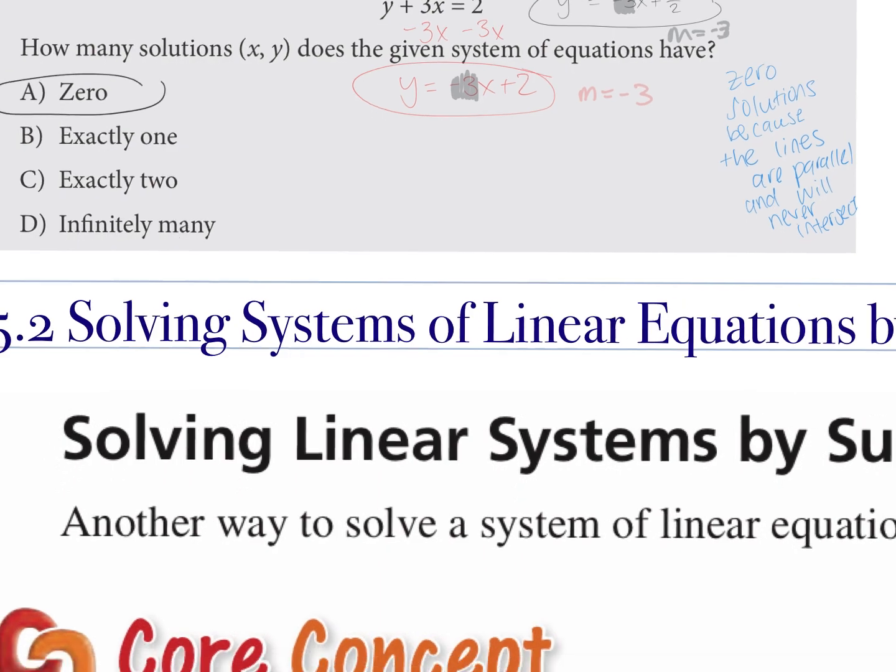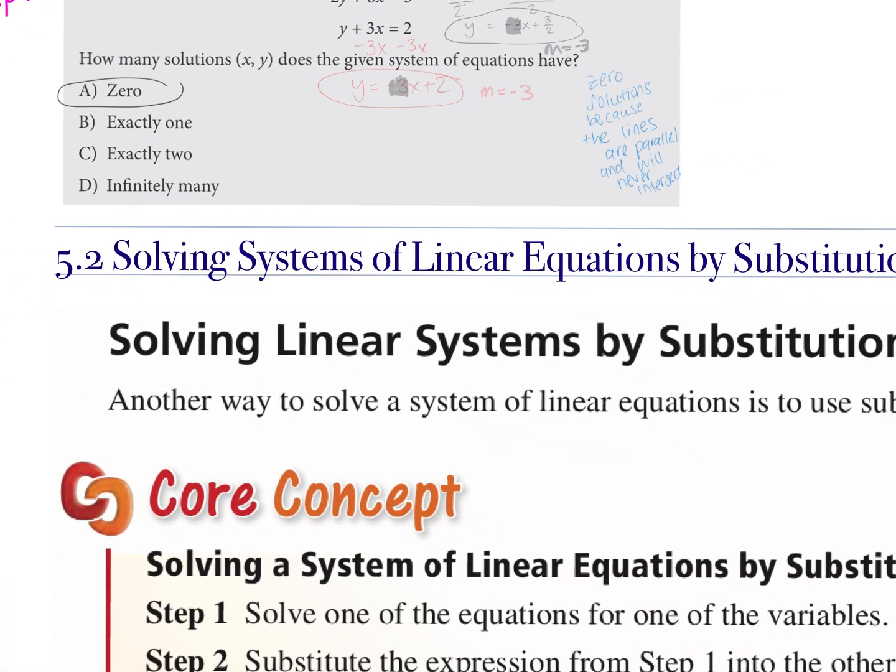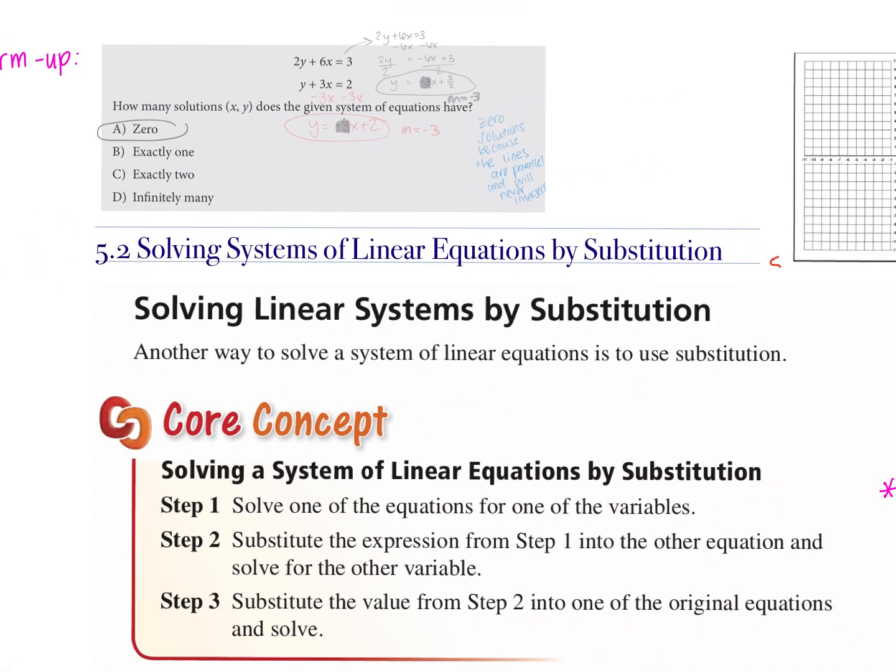Okay. So in 5.2, we're doing the exact same thing. We're solving systems of equations, but we're using a new method. We are going to have a total of 3 different methods by the time we're done with this chapter, okay? What was the first method we've learned? How did we solve systems of equations so far?